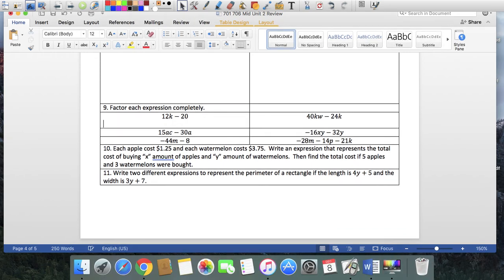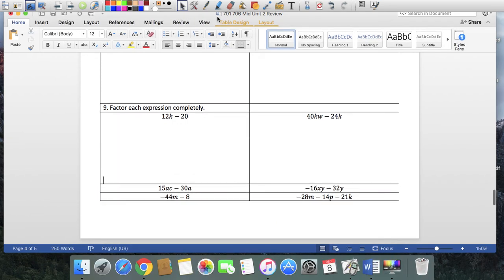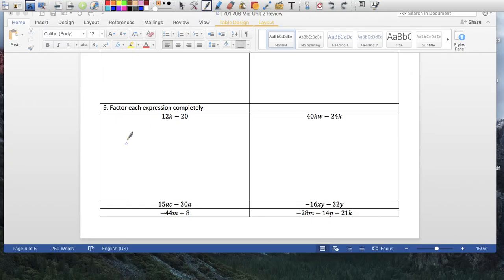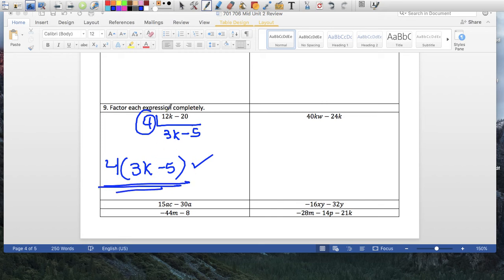Factor completely. Well, this one's easy. So you're looking for the greatest common factor between 12 and 20. So if you did this, it would be 4. 4 goes into 12 3 times, 3k minus, 4 goes into 20 5 times. The GCF is 4. So this would equal 4 times 3k minus 5. You can always double check because 4 times 3k is 12k and 4 times negative 5 is negative 20. So this works out nicely. And I need to see this, by the way. Don't leave it like this because that's not your answer.